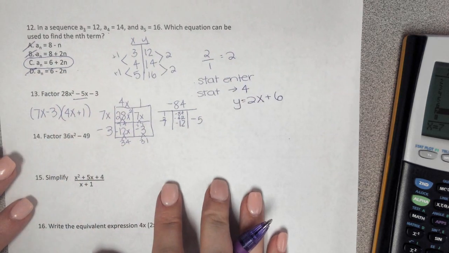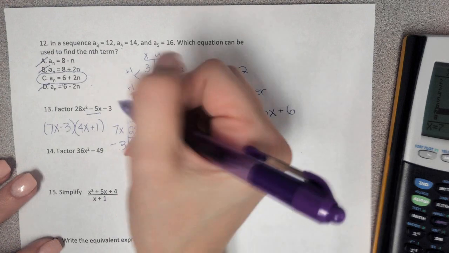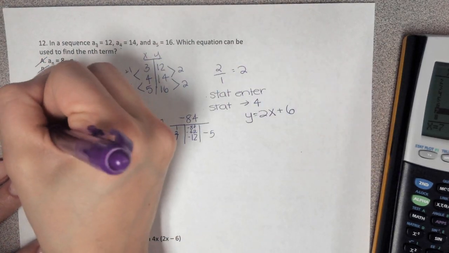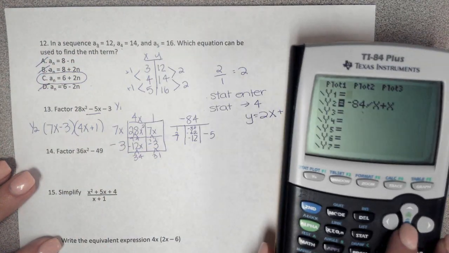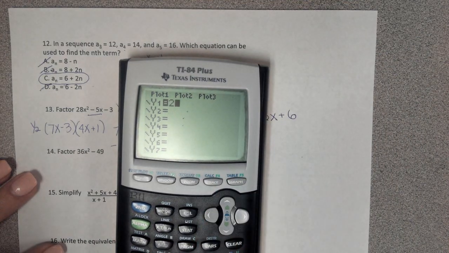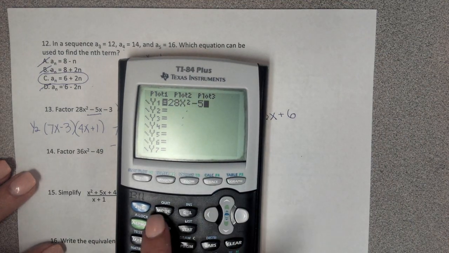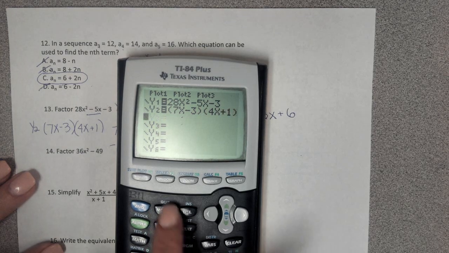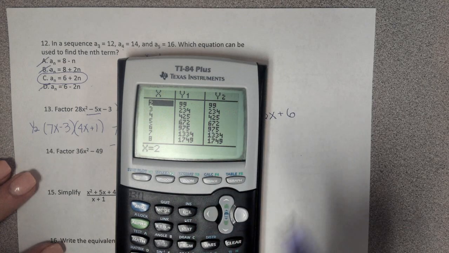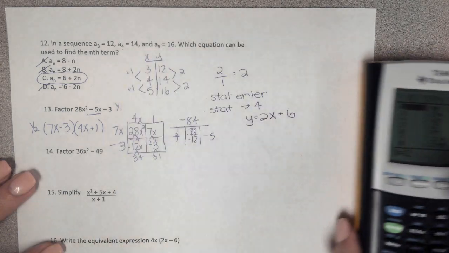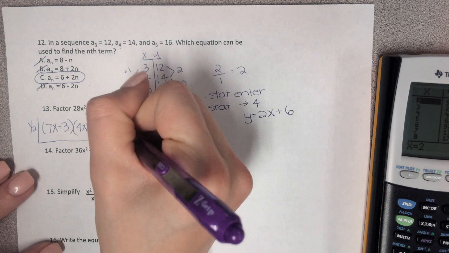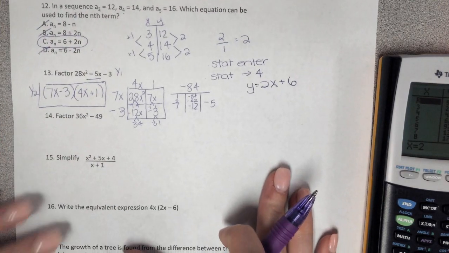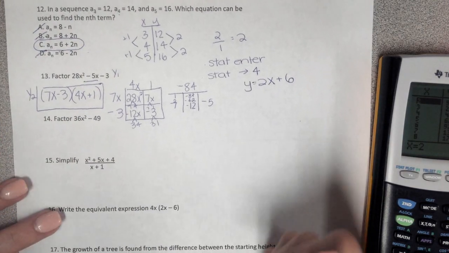plus 1. So just like we've been checking all the others, you can put the original in y1 and your answer choice in y2. So I'm going to put 28x squared minus 5x minus 3, and my answer choice, parentheses 7x minus 3, 4x plus 1. Everything is exactly the same. I did it correctly. So please use that Y1, Y2 trick on your test.